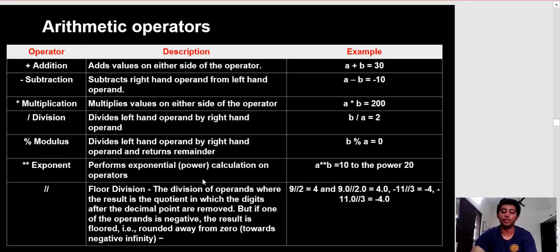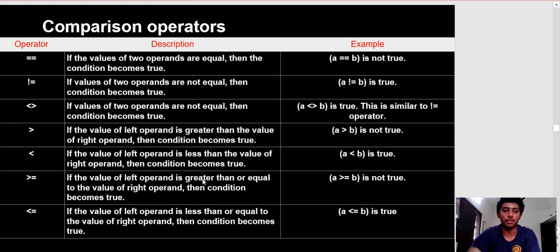Now we will see the next kind of operators, that is comparison operators. Comparison operators are used to compare two values. There are basically these many comparison operators. First we will study equal to equal. If both values are equal, it will print the result as true. Not equal, it will check whether the value of a is not equal to b. If the condition is satisfied, it will print true.